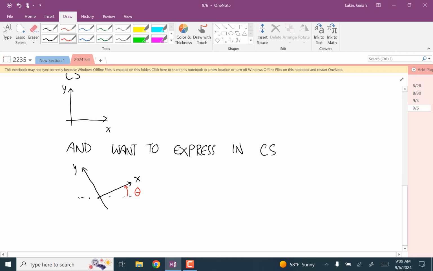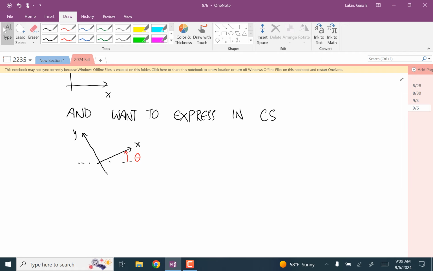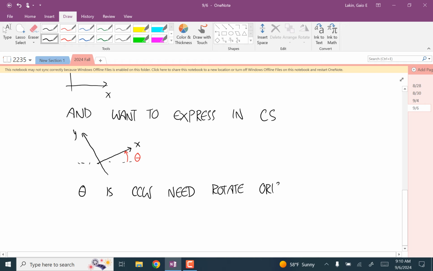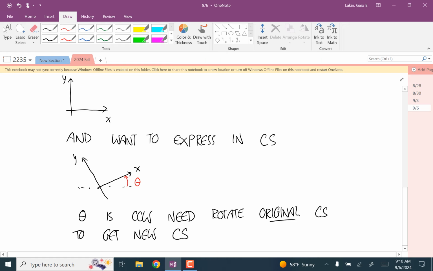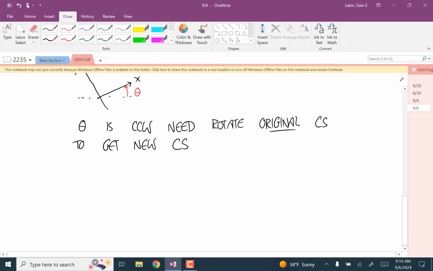Okay. So theta is the counterclockwise angle you need to rotate the original coordinate system to get the new coordinate system. Okay, you with me on what I'm talking about so far?